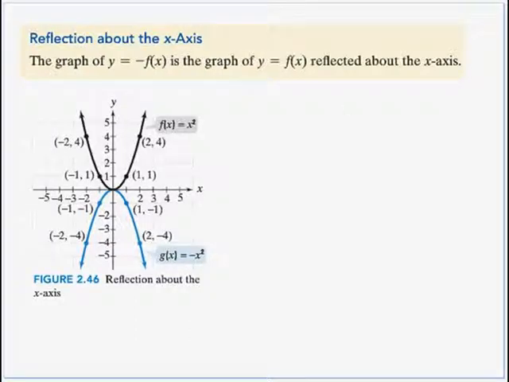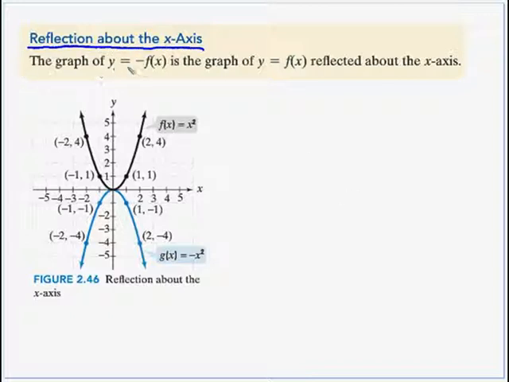Alrighty, in this video we're going to continue with section 2.5, the transformation of functions. And we're not going to be able to finish it in this video, so there will be one more to go after this. But let's get this party started. This time we're going to look at reflecting a function across the x-axis.